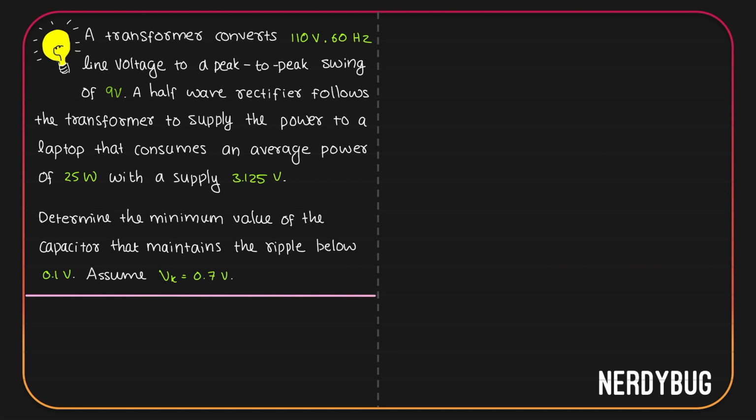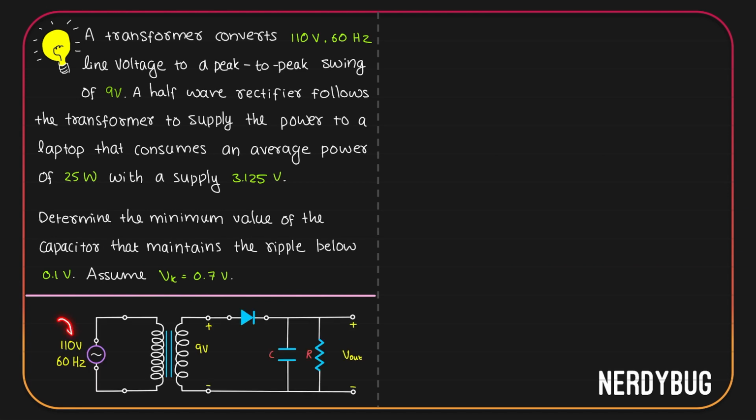Here the half-wave rectifier follows a transformer. So let me draw the circuit. The original input is 110 volt 60 Hz. Transformer steps it down to 9 volt. Transformer does not do anything to the frequency of the signal, so it will still have 60 Hz frequency. So input to our half-wave rectifier has a peak-to-peak voltage of 9 volt and frequency is 60 Hz. 9 volt is the peak-to-peak voltage, that is from the highest point to the lowest point. So the maximum value of input V0 will be 9 divided by 2, 4.5 volt.